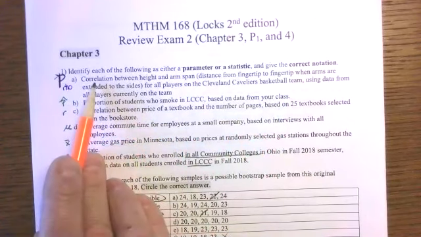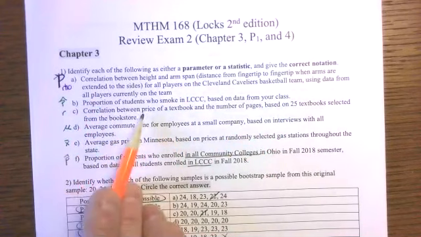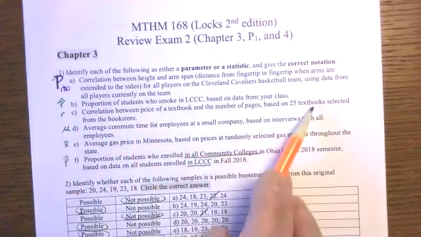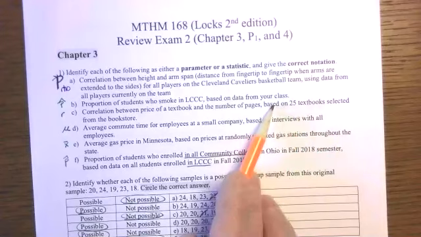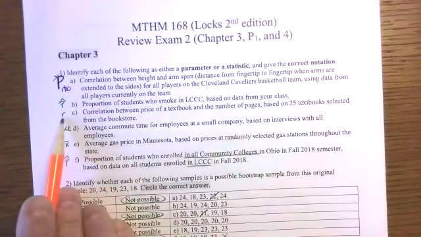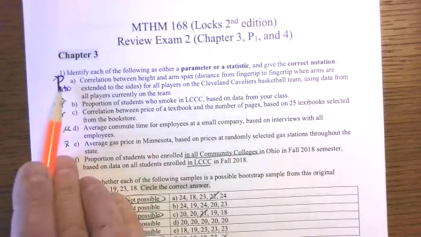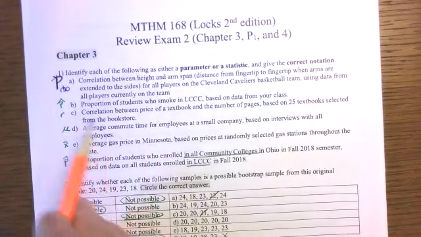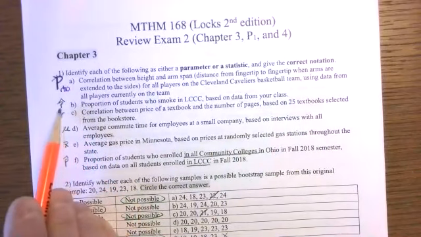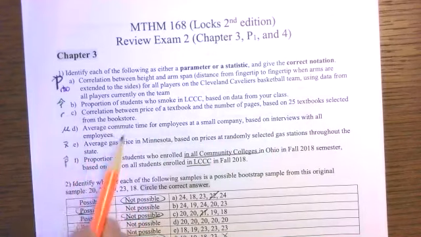Correlation, we're back to the same thing going on here. Between the price of textbooks and the number of pages based on only 25 textbooks. Okay, well now it's not a rho value, now it's an r value. r is the statistic for a rho value from a parameter. So far we have a parameter, we have a statistic, we have another statistic.